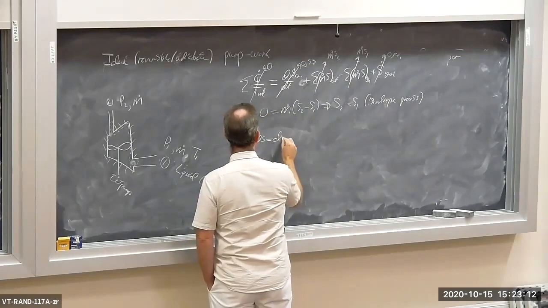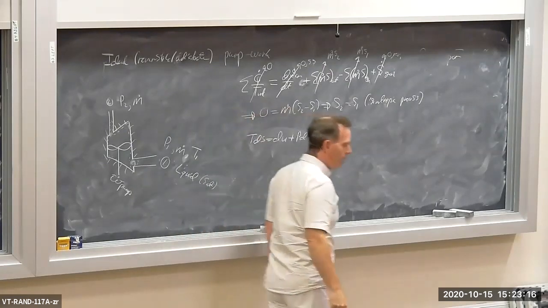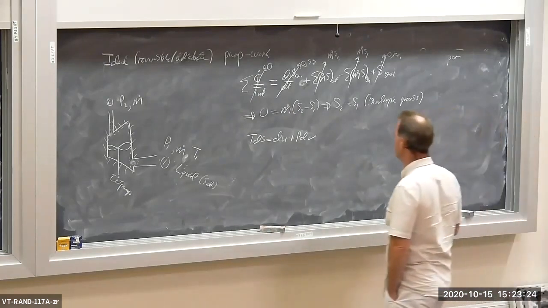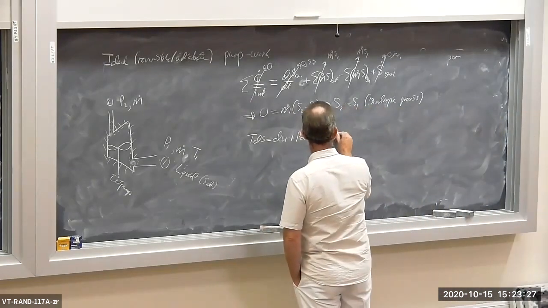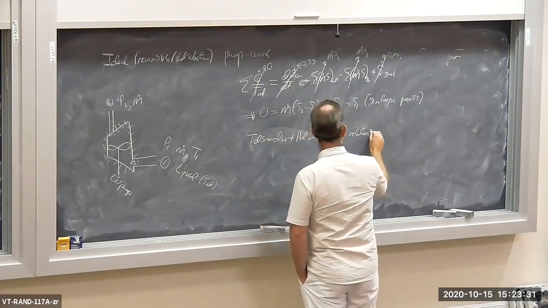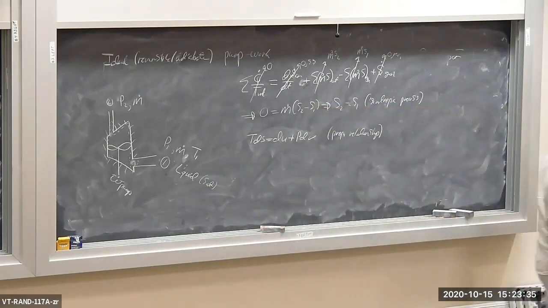TDS is equal to du plus PdV. So that's a property relationship that we derived all the way back in chapter 6. It's a property relationship. So this is true in general. It's true everywhere and anywhere for any substance.